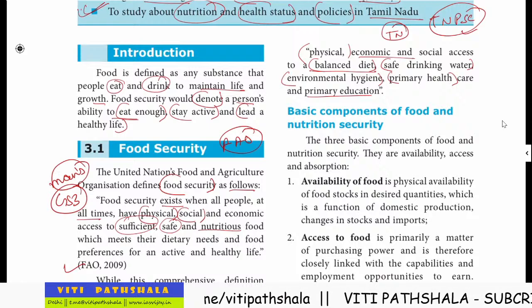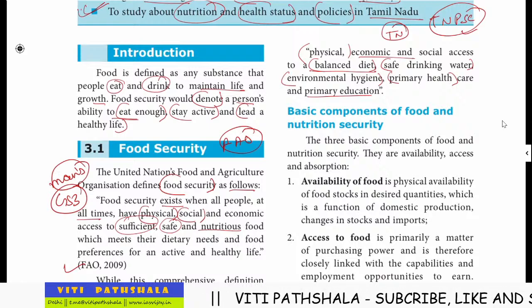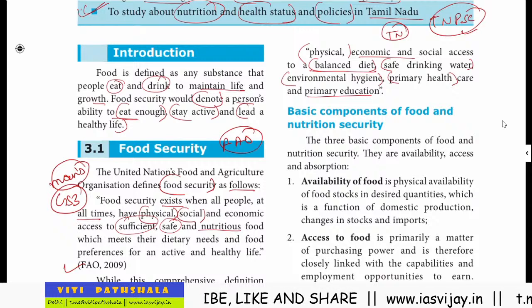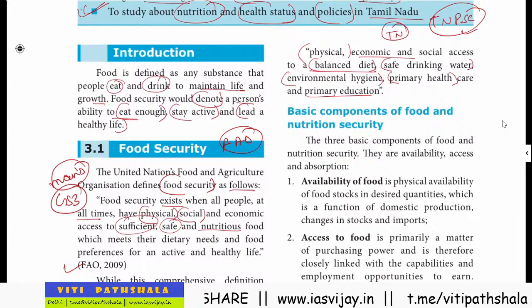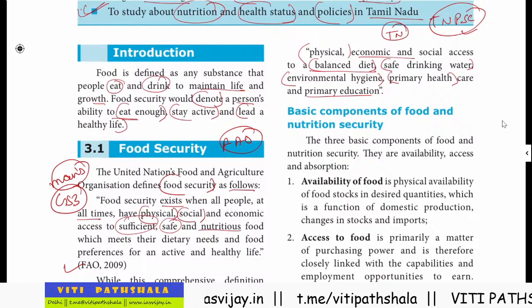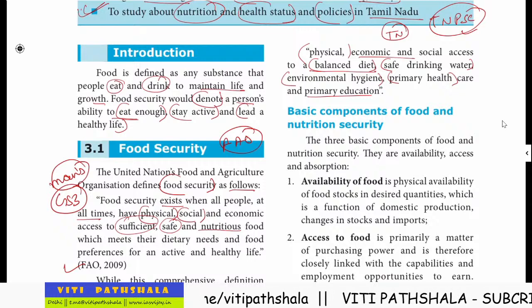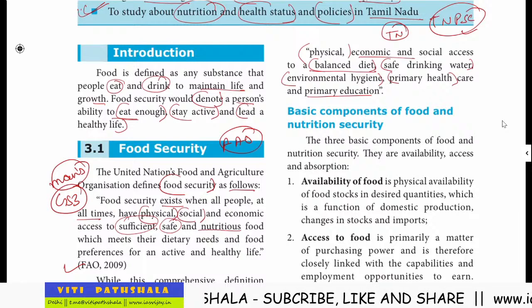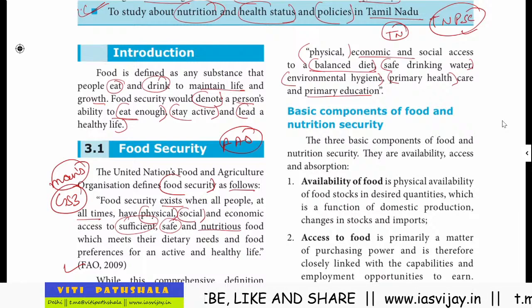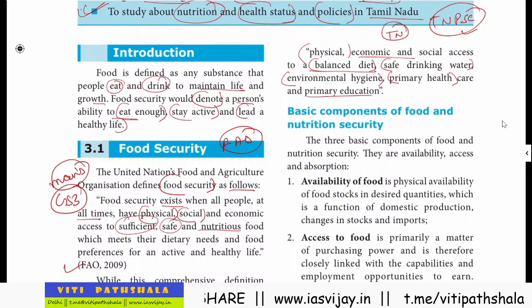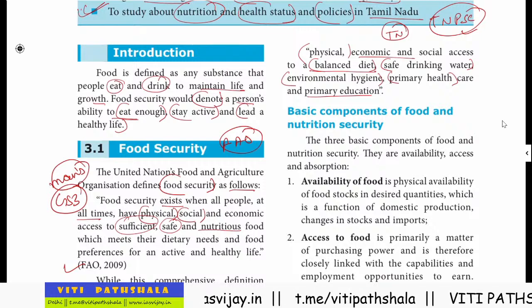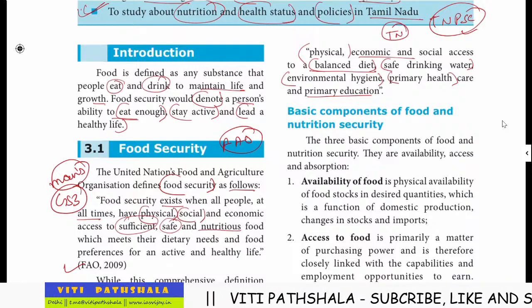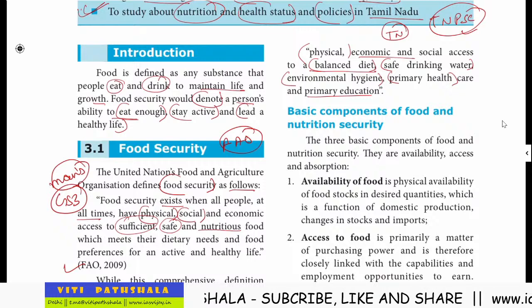So what is the definition according to M. Swaminathan? That there are three components. One is physical, other is economic and the social. Now these three assess the balanced diet, you have the safe water. What do you require? You require food, that is the diet. You require water, you require hygiene, sanitation, and you require health care when you get ill, and education. So these are the five things that a person requires, and that is considered as nutrition security.